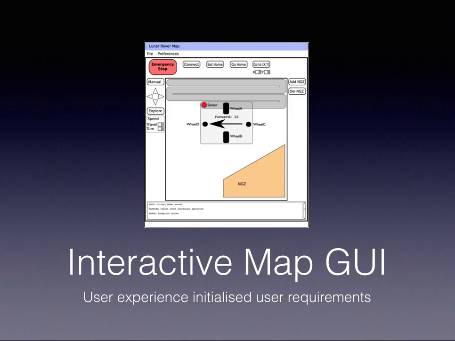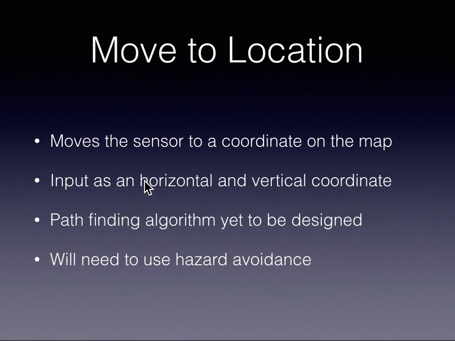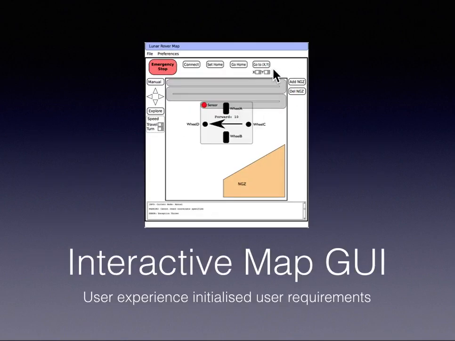Then once it's moved to the start position here, we'll be able to move to any location or coordinate on the map, by specifying a horizontal and vertical coordinate, and we'll use a pathfinding algorithm to find the safest direct path to that location. So we can see here on the interface, go to X, Y, and we'll give the X and Y coordinates, which are the vertical and horizontal coordinates.